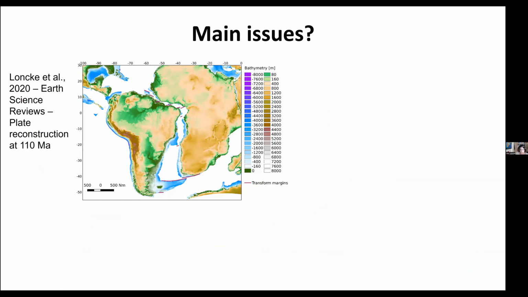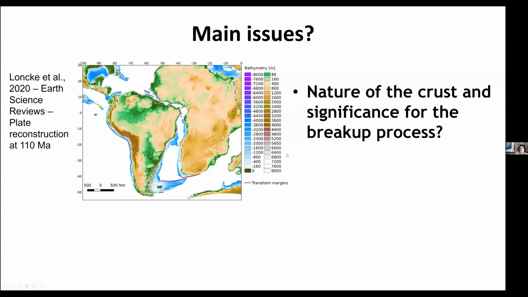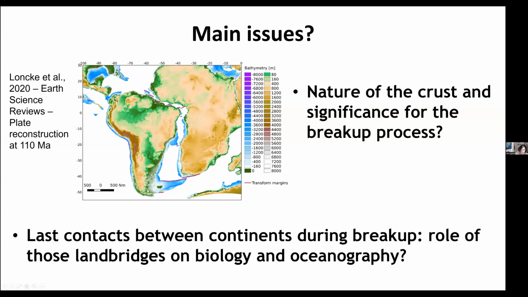So what are the main issues making it interesting to study TMPs? First of all, we can wonder what is the nature of the crust and the significance of those TMPs for the breakup process. And secondly, as you can see here on this reconstruction, those TMPs, in many cases, form last contact points between continents during the breakup. And we can wonder what is the role of those land bridges on biology and oceanography.